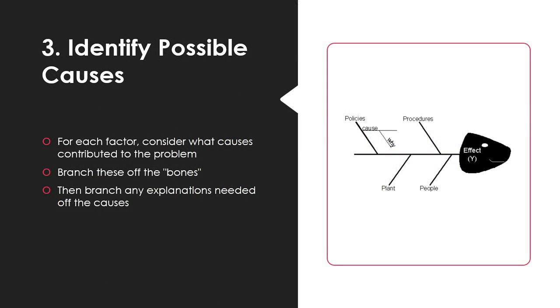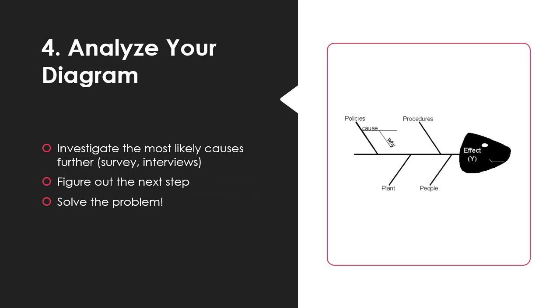Then we'll move on to step 3, which is identify possible causes. So for each factor, consider what causes contributed to the problem. You should branch these off of the big bones of the fish, and then branch any explanations needed off of the causes. Step 4 is to analyze your diagram.